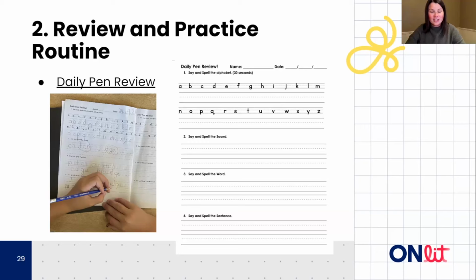Next, we restart the timer for another 5 minutes. I dictate and model sounds, words, and a sentence. For me, I use the review sections from a UFLY manual. I target different skills based on the needs I'm seeing in my class. The students are always engaged in this practice, as it's only 5 minutes, and they love celebrating afterwards, saying, wow, look how much work we did in just 5 minutes.